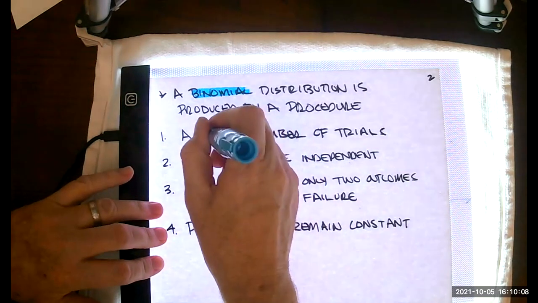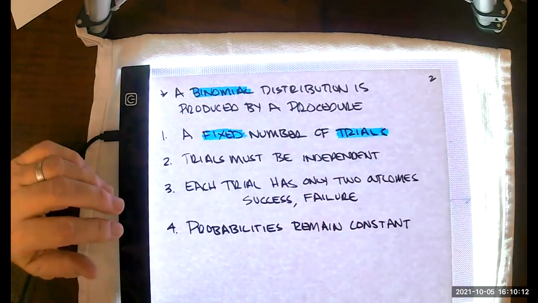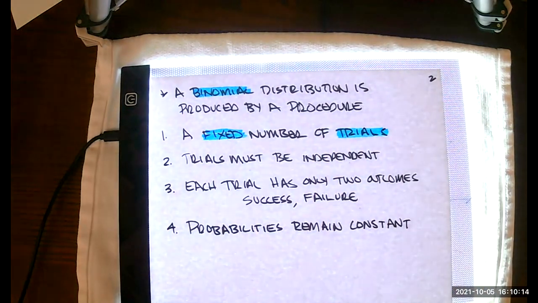The first is that we have a fixed number of trials. In other words, we decide before we even begin how many times we will flip the coin, how many times we make a random guess, how many times we repeat whatever it is we're doing.